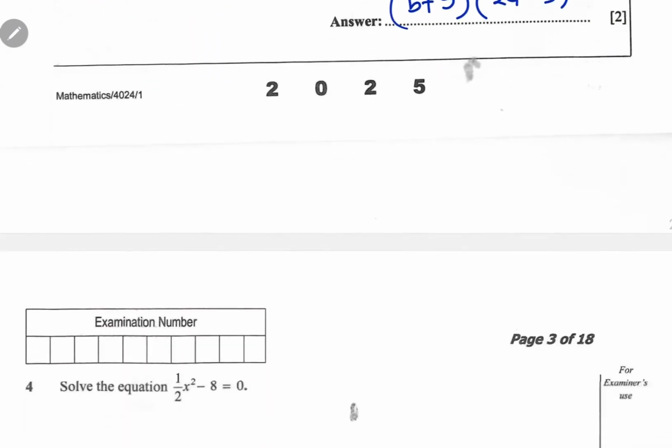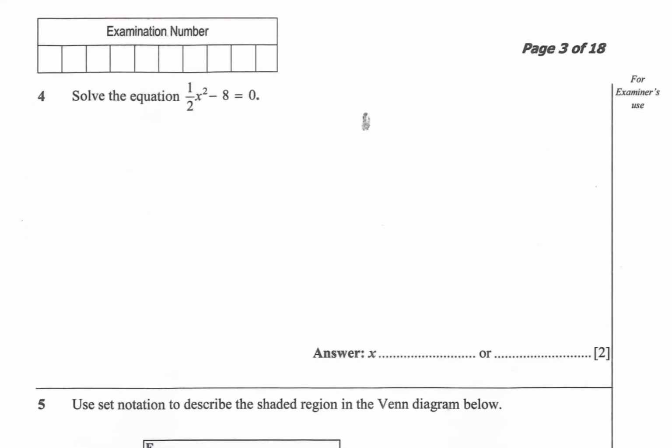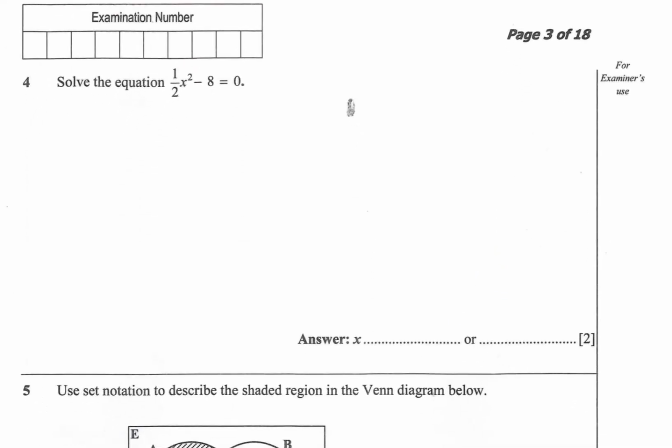Okay, so we proceed to look at the fourth question. Solve the equation. Solving the equation means we are finding the values of x. So 1 over 2 x squared minus 8 is equal to 0. We can start by taking 8 to the other side: 1 over 2 x squared is equal to 8.